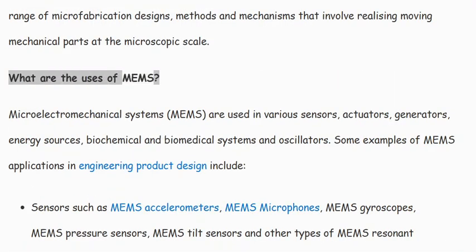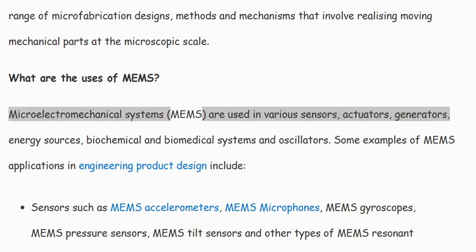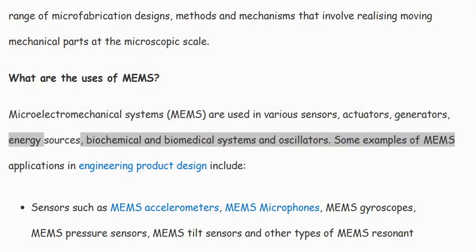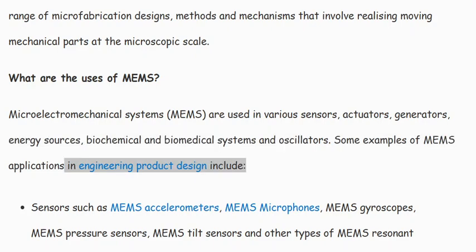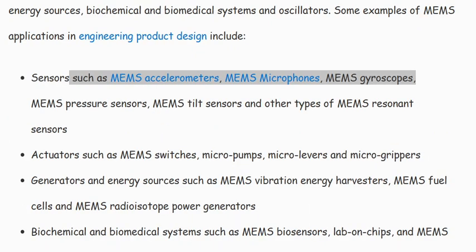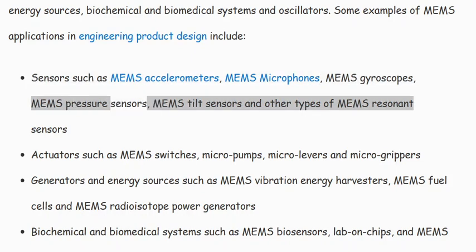What are the uses of MEMS? Microelectromechanical systems, MEMS, are used in various sensors, actuators, generators, energy sources, biochemical and biomedical systems and oscillators. Some examples of MEMS applications in engineering product design include sensors such as MEMS accelerometers, MEMS microphones, MEMS gyroscopes, MEMS pressure sensors, MEMS tilt sensors and other types of MEMS resonant sensors.